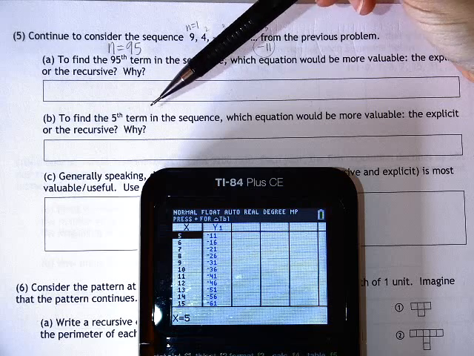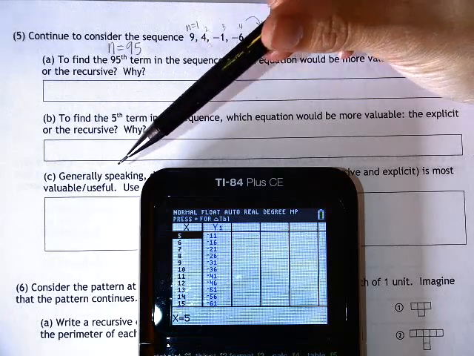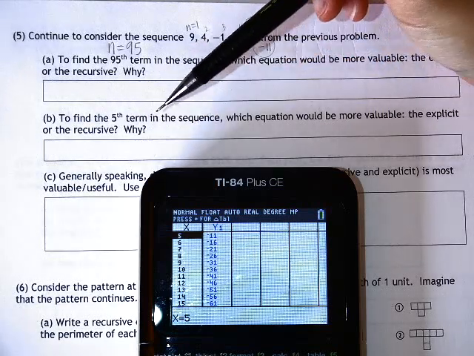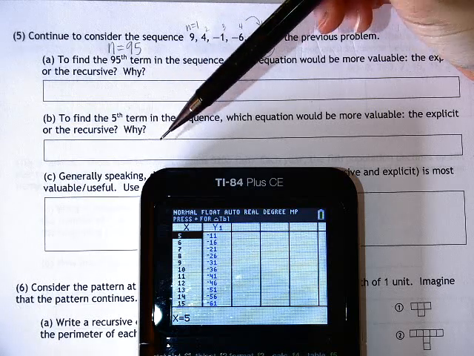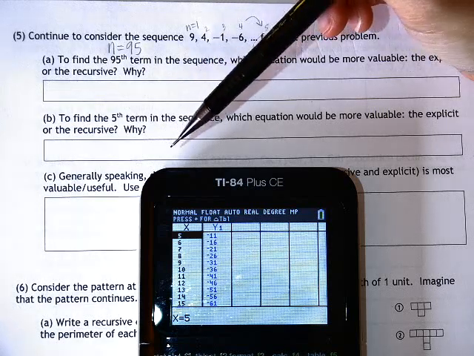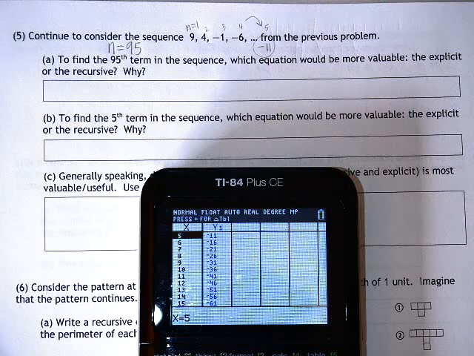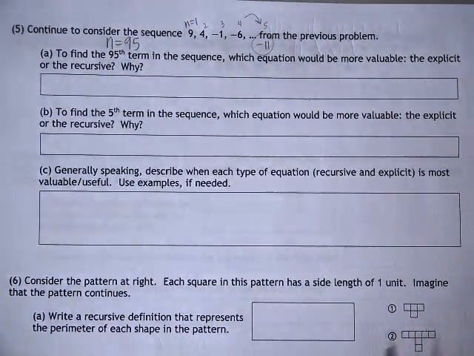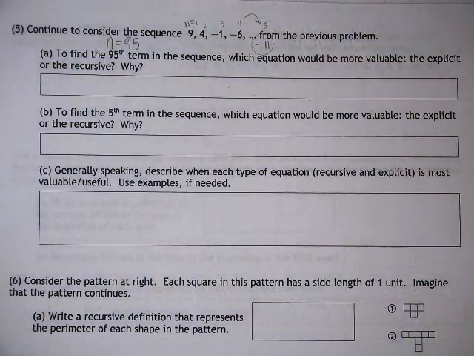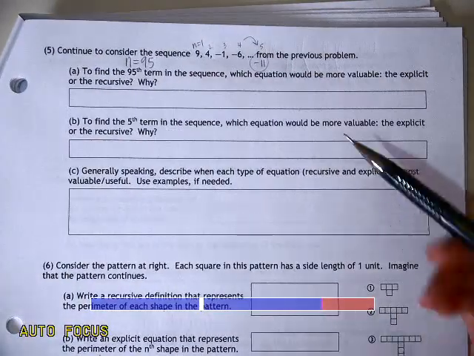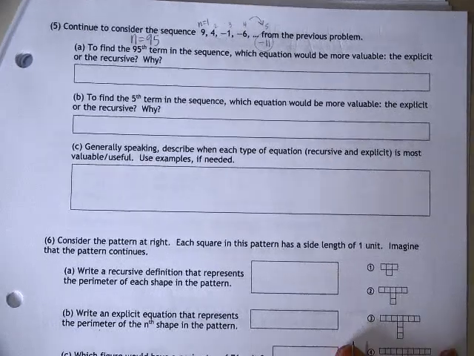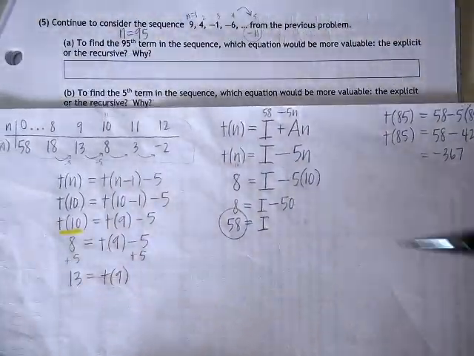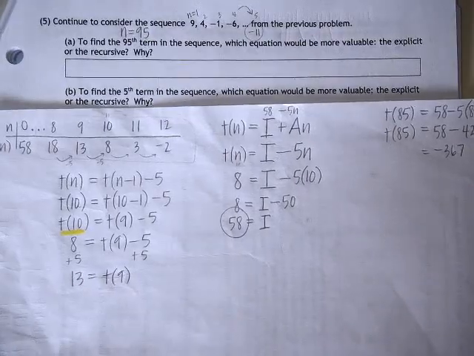So that's the thing that I want you to think about, generally speaking. When would explicit versus when would recursive be more useful an approach? In my opinion, and this is not official mathematical opinion, this is just me opining from experience alone, I've found that those two types of equations, recursive and explicit, are useful in the following ways. Recursive is useful in a short-term context.